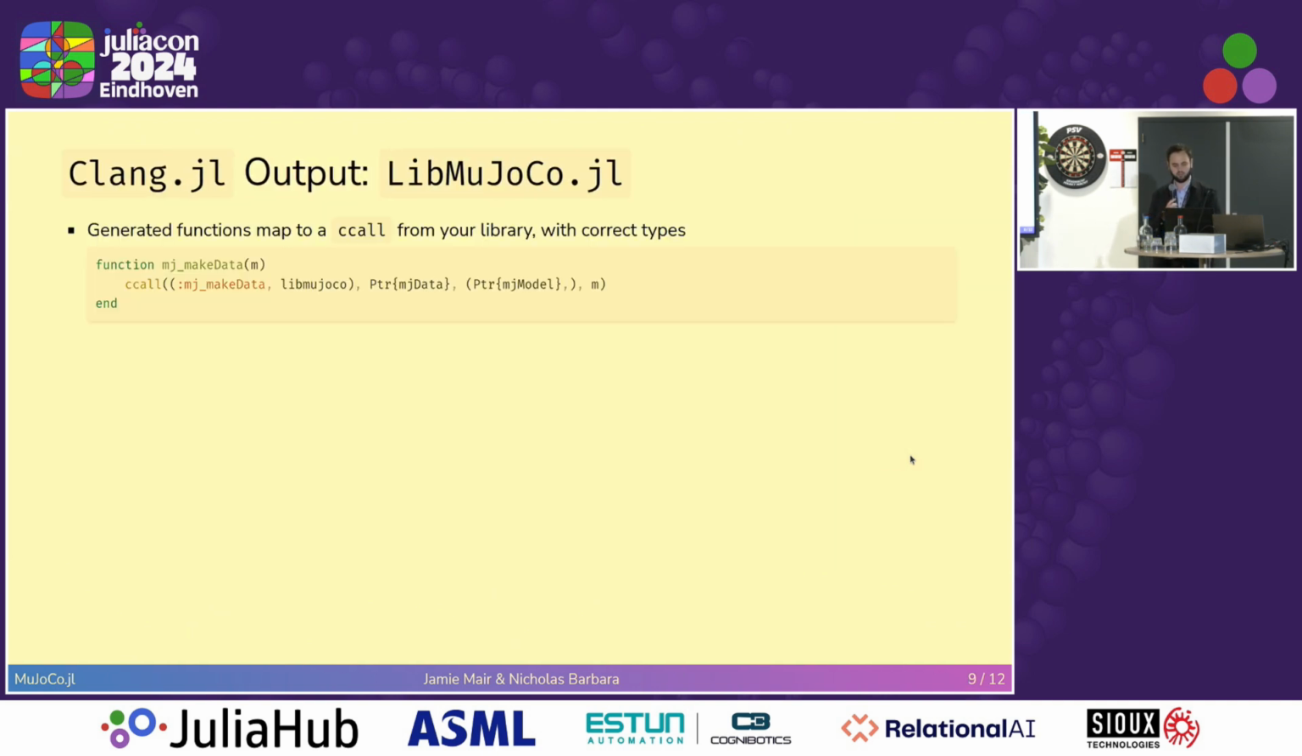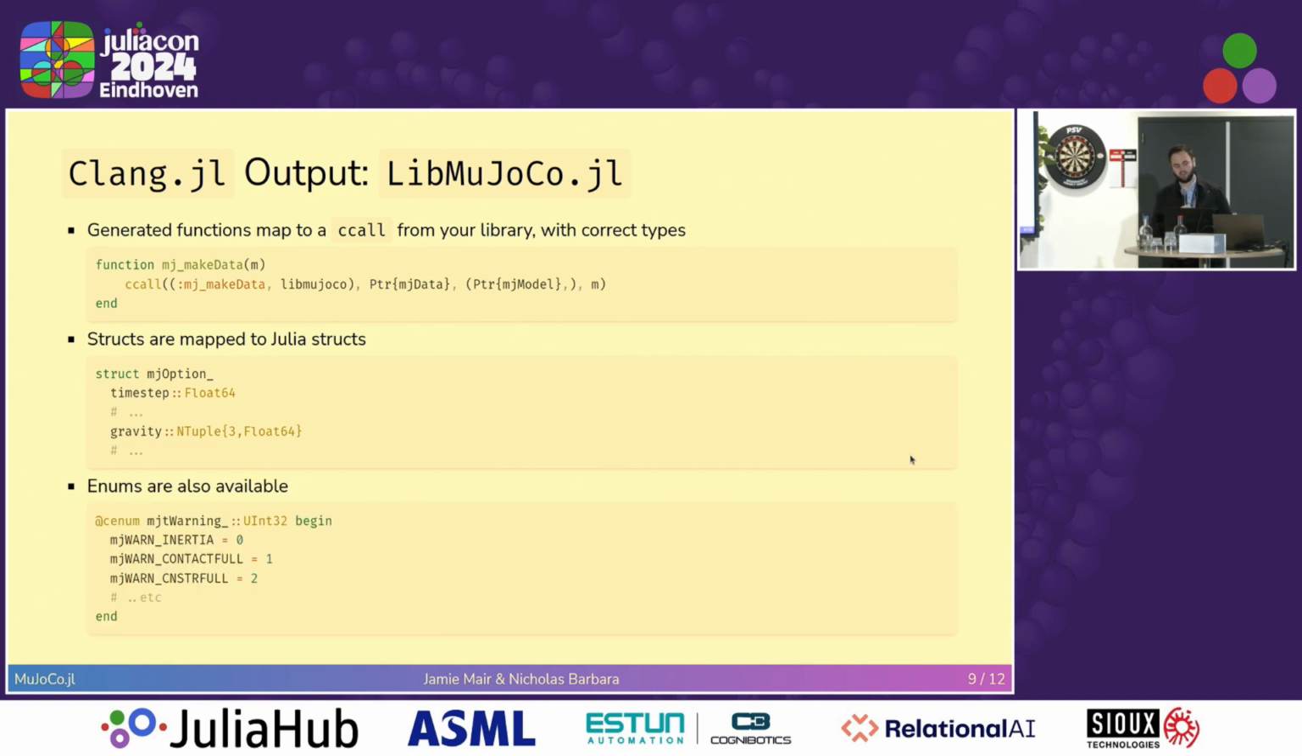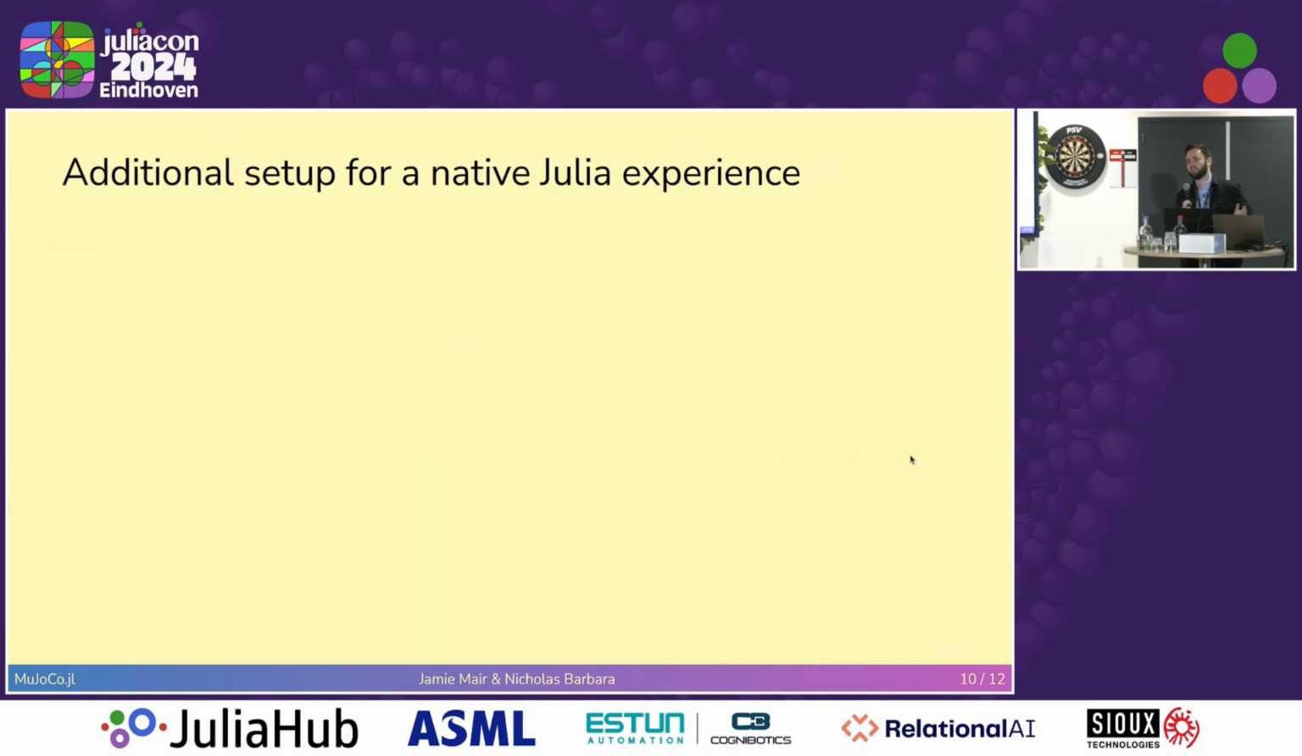And so what do these look like? They essentially just look like very thin wrappers around a C call. So for MuJoCo, there are literally about 300 functions. So I didn't want to write this for 300 functions and then manually specify what each of the types were, so Clang can save you a lot of time here. It also converts all of the C structs into Julia structs. To be honest, they're pretty much a one-to-one mapping. But again, it's not something that you want to do manually. And it also converts things like enums as well. So having that, you get a very C-like library that you can call from Julia.